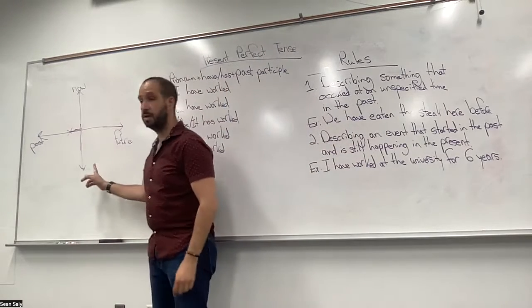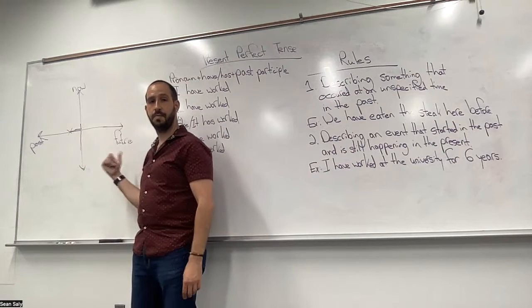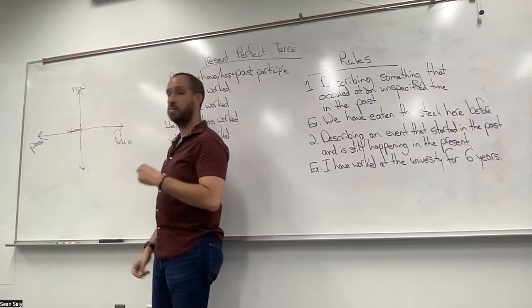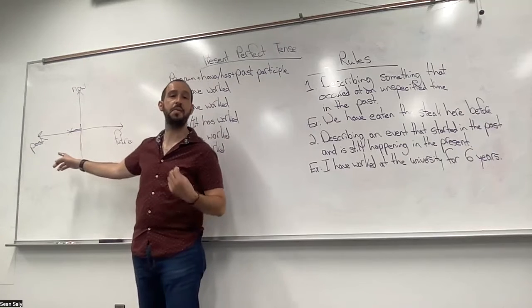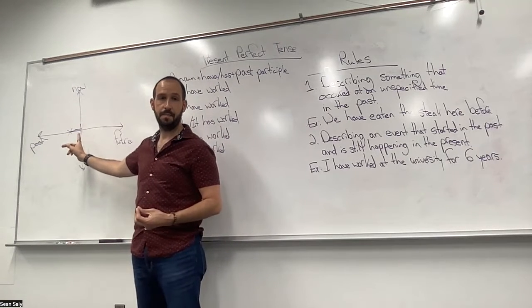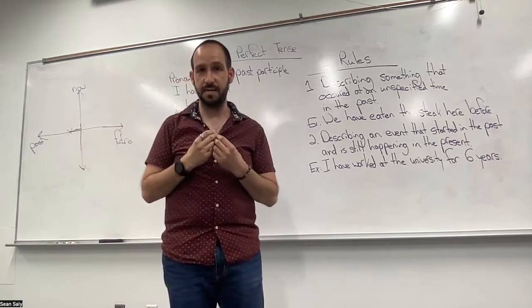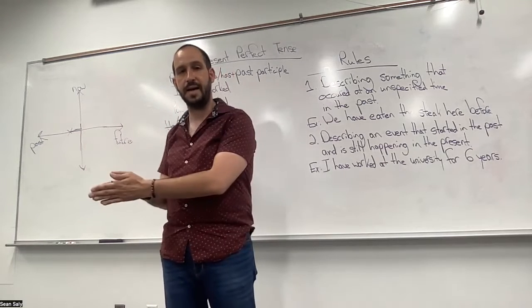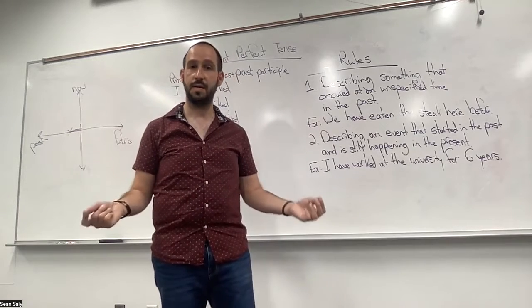Okay, so here's your timeline, right? You have past, now, future, past, present, future. When we use the present perfect tense, it begins at some point in the past and it continues to today. Okay, so that's what's important to remember. This verb tense is used when we talk about something in the past, but today it's not over yet. Let's look.